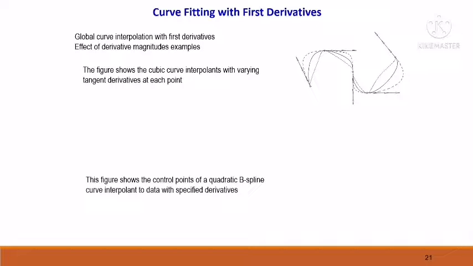This figure shows the cubic interpolant with varying tangent derivatives at each point, and this figure shows the control points for a quadratic B-spline curve interpolant to data with specific derivatives.